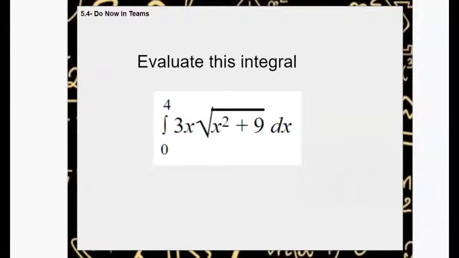Morning students, 5.4, and today we're continuing to practice integration by substitution, and we're going to look at definite integrals. So you'll see the question on the screen right now is a definite integral, and it's a substitution question. I'd like you to use the skills you've learned so far to have a go at it.